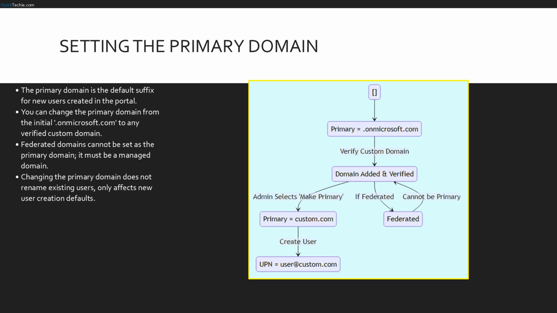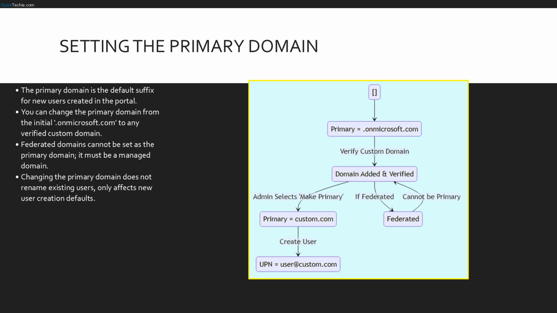To do this, select the domain in the Admin Center and choose Make Primary. Ideally, you do this immediately after verification. It is important to note that you cannot set a federated domain, one where authentication happens on premises, as the primary domain. Also, remember that changing this setting acts as a template for new users. It does not retroactively rename existing user accounts in your directory.